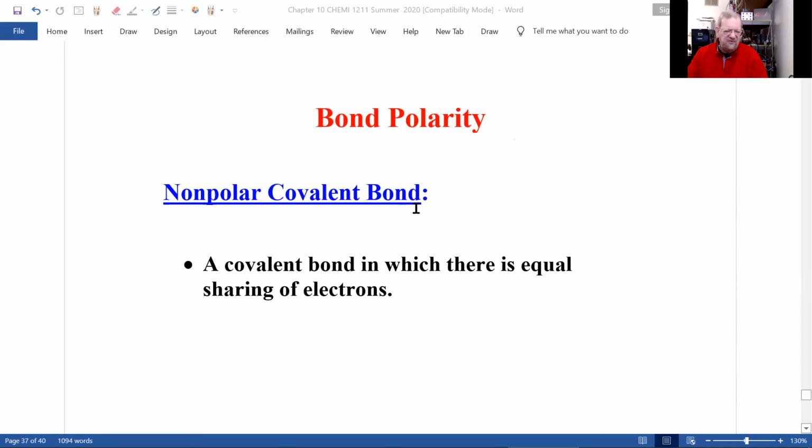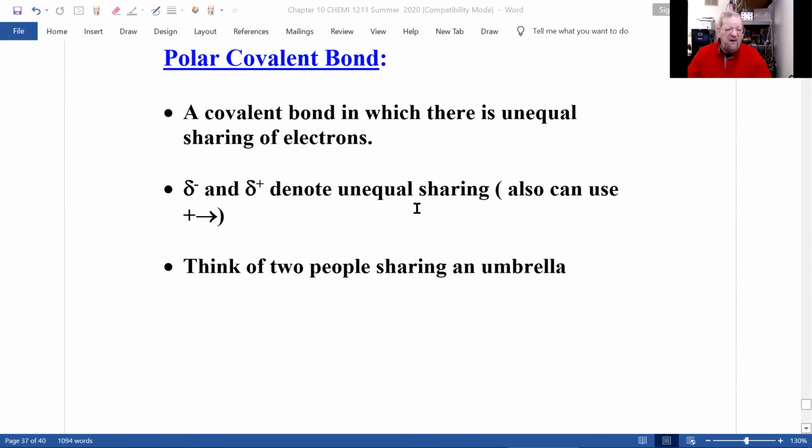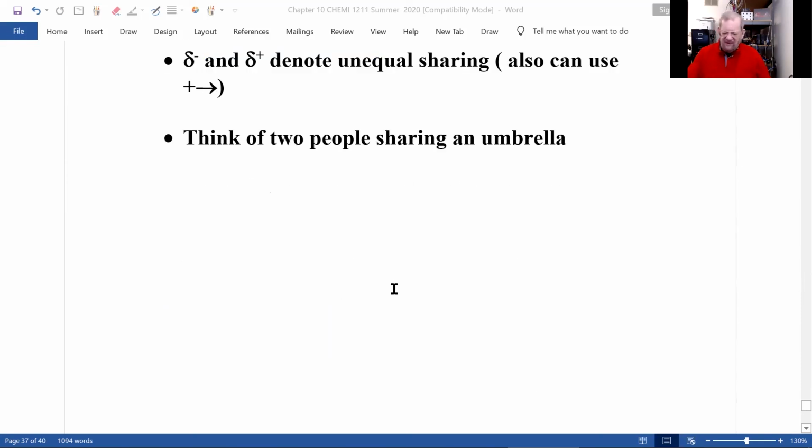Nonpolar covalent is when you have equal sharing. When it's not equal sharing, you have polar. And I'm going to talk about this by thinking about two people sharing an umbrella. Well, what does this mean? Let's look at water.